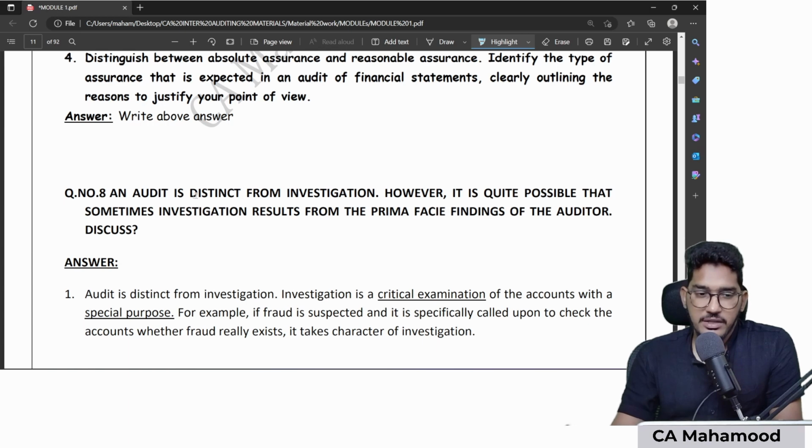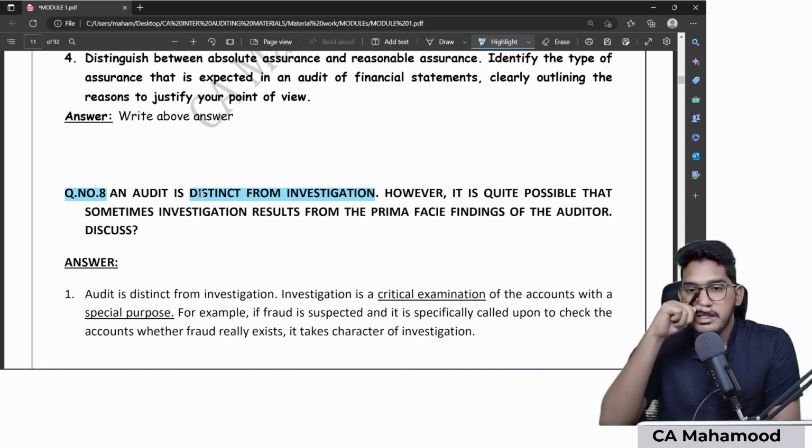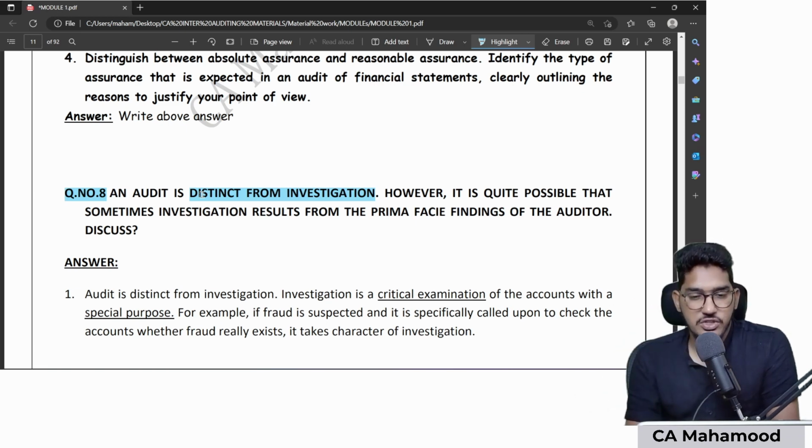Now in the study material, there was one question. This is newly added information in the study material. So I do expect this question has high chances of getting tested in the examination. So I will revise this also. Very simple: what are the differences between audit and investigation? They will ask you this.